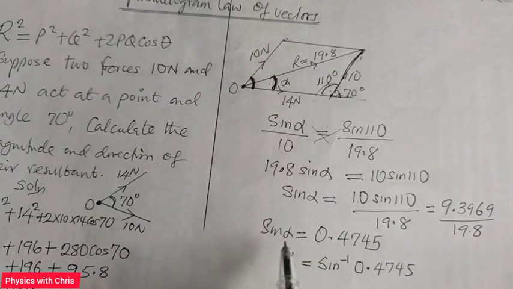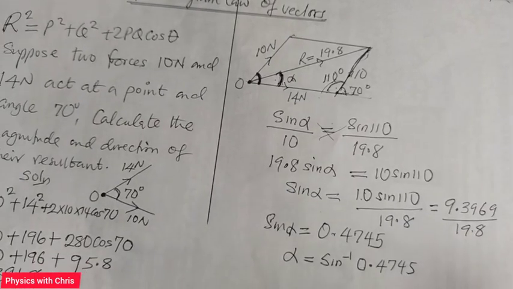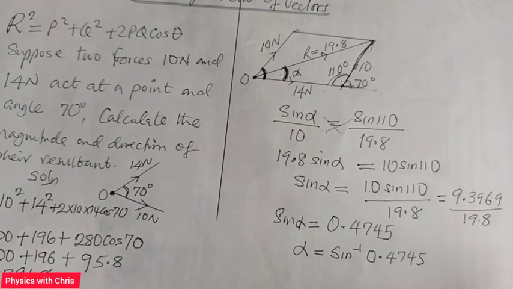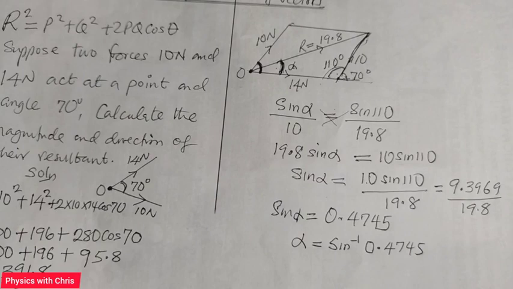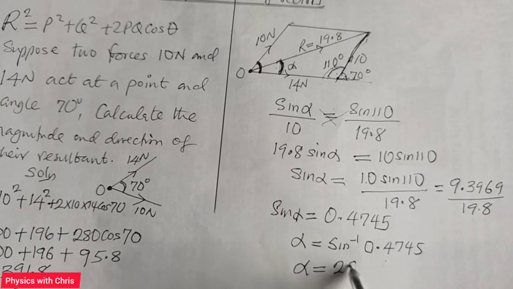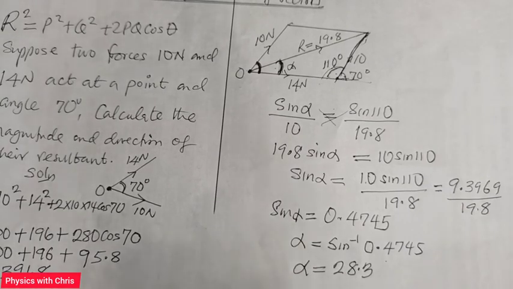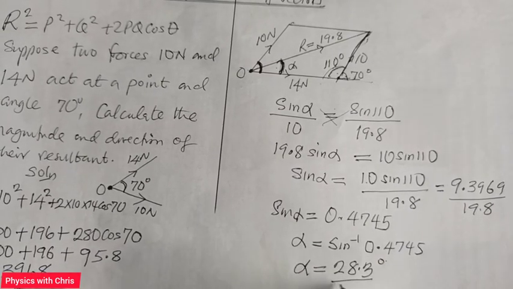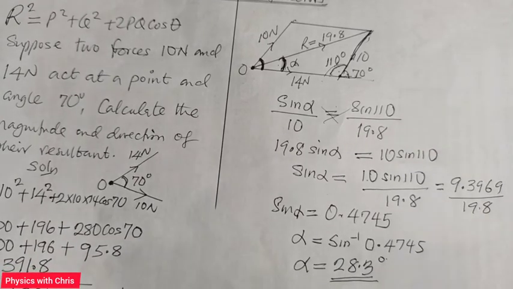So that when I find the sine inverse of this figure, if the sine of an angle alpha equals 0.4745, the question is what is the value of the angle? So then I take the sine inverse. In most calculators, it's the shift function you're going to use. Shift sine will give you alpha to the nearest 0.1 degree. That gives you 28.3 degrees.